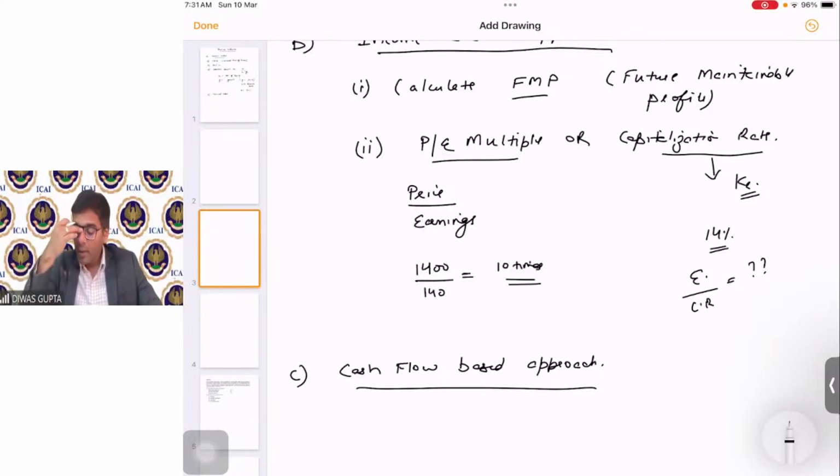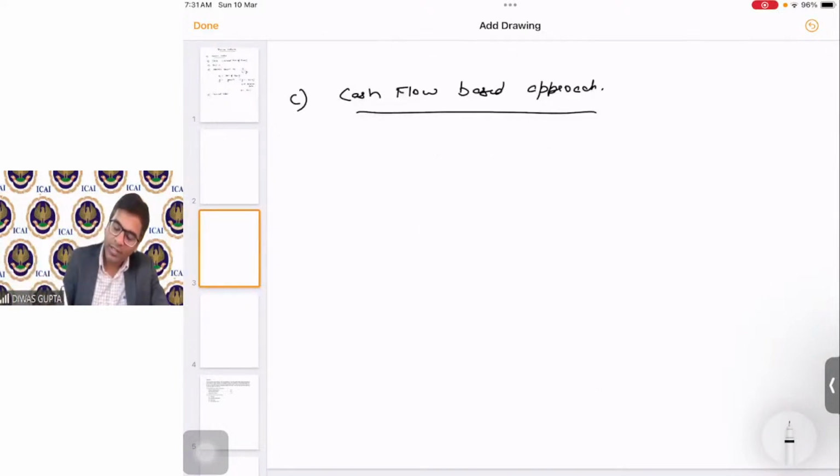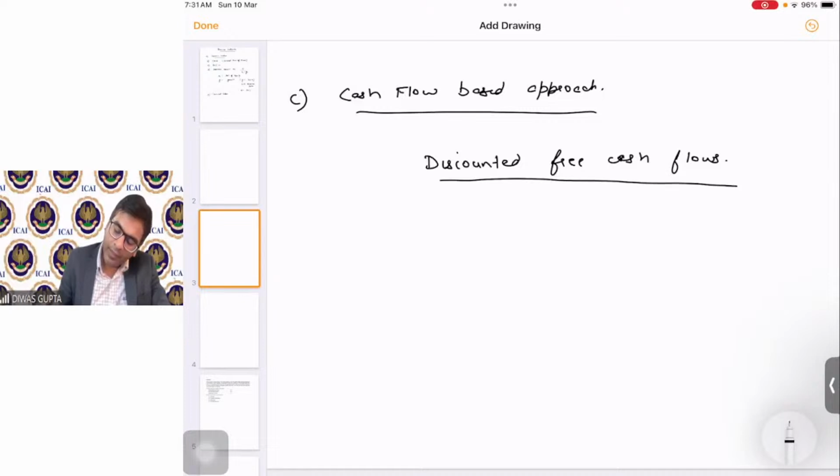So the cash flow based approach is based on the discounted free cash flow, DFCF, discounted free cash flows. Now, students, discounted means we will use the present value concepts. Correct? It is easy. Now, what do you mean by free cash flow, students?